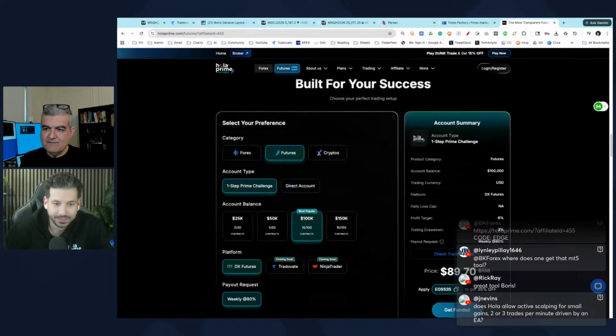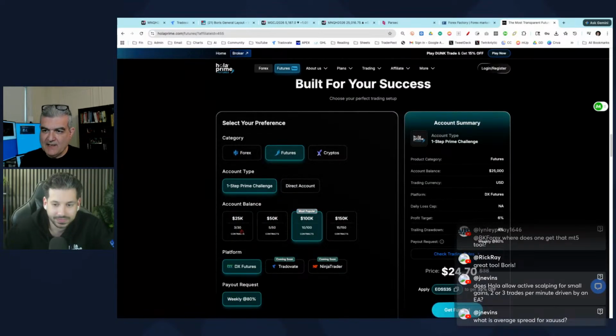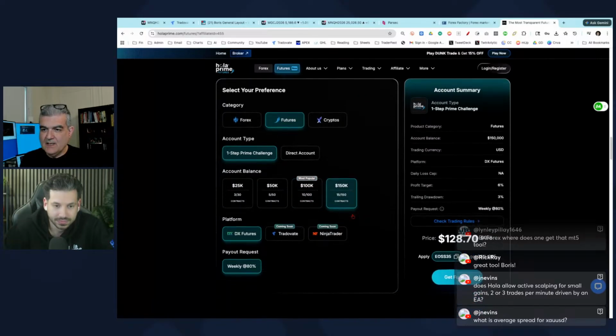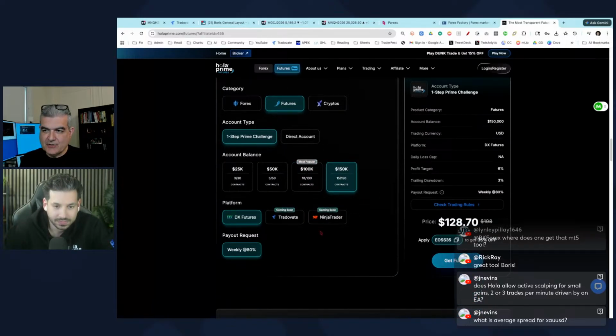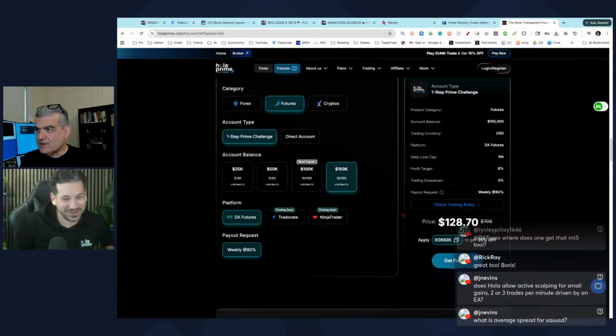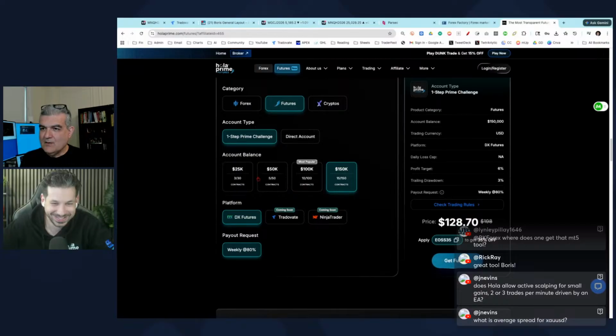So this is the futures product. They have the 25, which is 3 contracts, 50 is 5, 100 is 10, 150 is 15 contracts. Tradovate and NinjaTrader are coming soon. Can't wait for that, that's really going to be good. This is actually really cheap. Wow, 150 at 128, that's a really big sale going on. Yeah, big sale, man. Hey, that is dirt cheap. You guys know I like the 50s, the 100s.